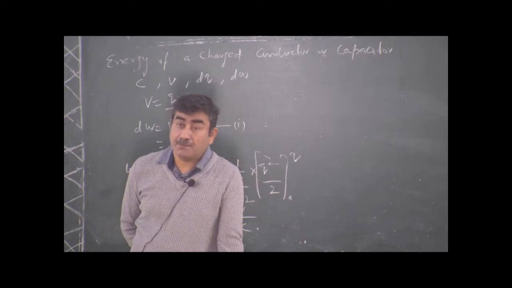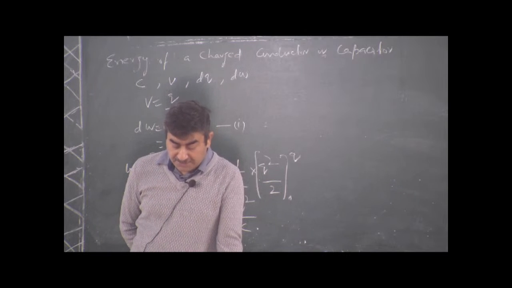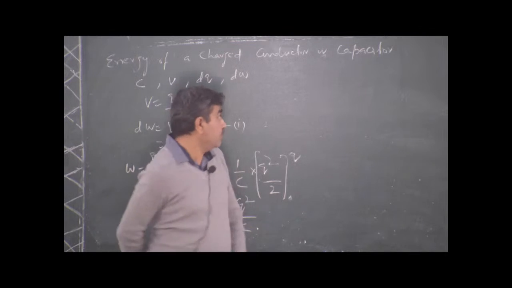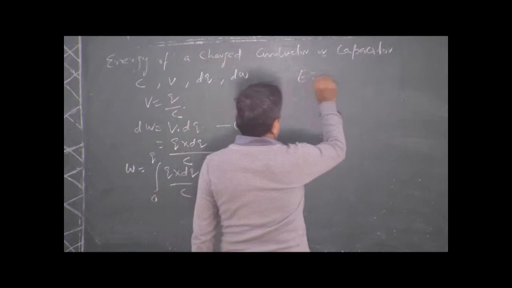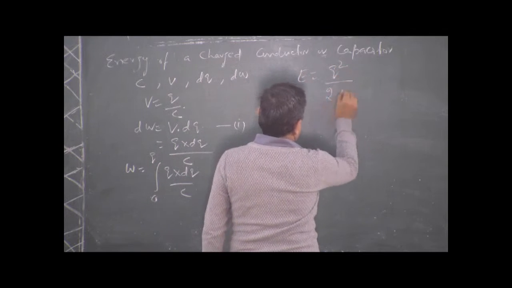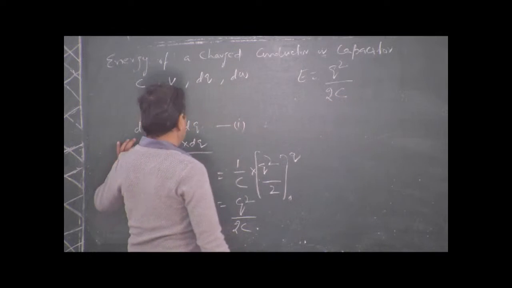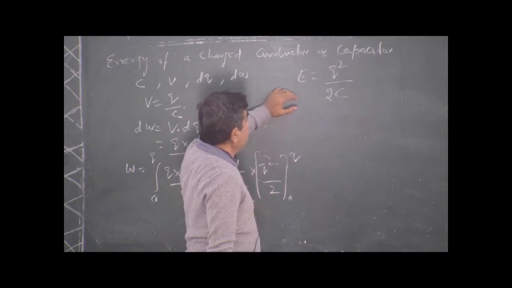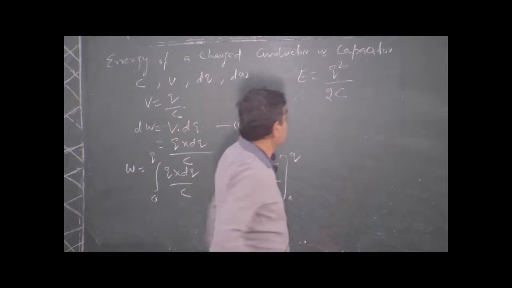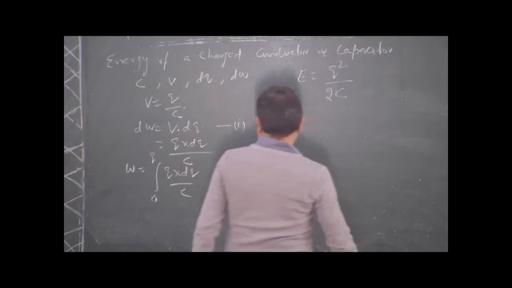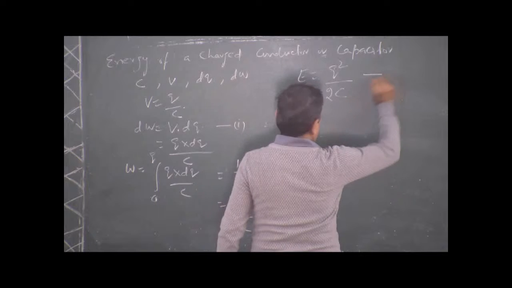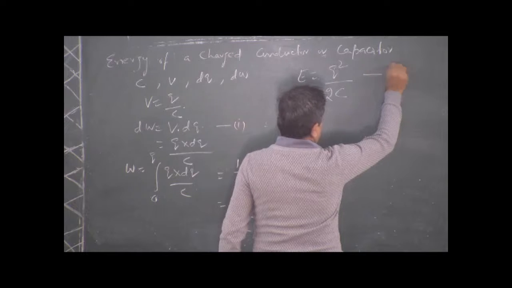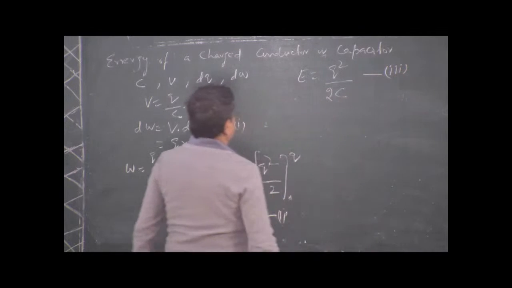Therefore, energy of the charged conductor or capacitor E will be equal to Q square by 2C, because this work done will be stored as the potential energy of the conductor or capacitor. So E is equal to Q square by 2C. So this is equation number 2, and this is equation number 3.